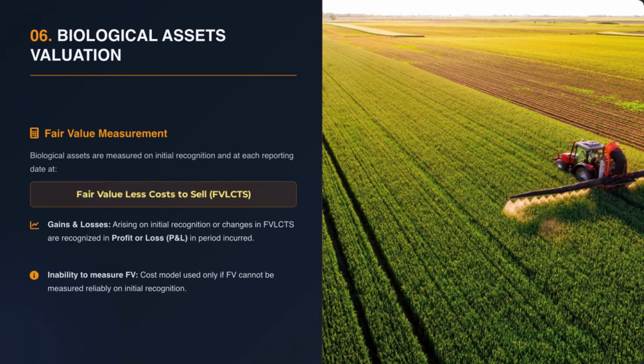How do we measure biological assets? Under IAS 41, biological assets are measured on initial recognition and at each reporting date at fair value less cost to sell, FVLCTS. Unlike IAS 16, where revaluation gains go to other comprehensive income, OCI, under IAS 41, all gains or losses arising from fair value changes are recognized immediately in profit or loss. In rare cases where fair value cannot be measured reliably on initial recognition, the asset is measured at cost less accumulated depreciation.